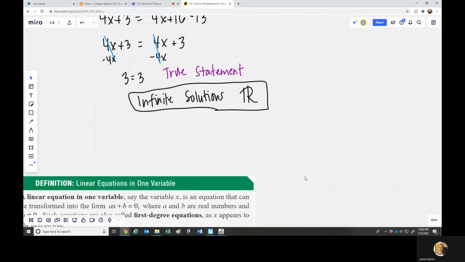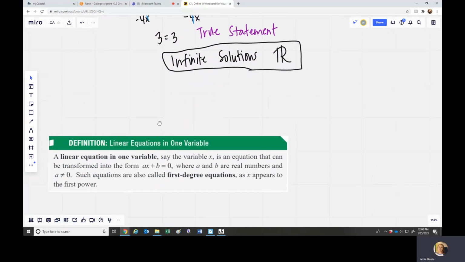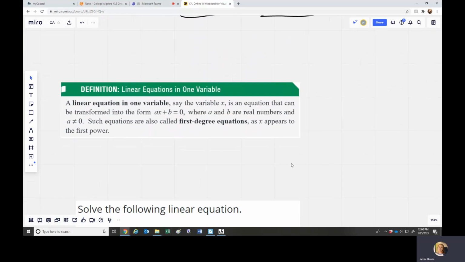All right. This is the definition of a linear equation in one variable. You do not need to write this down. I just wanted to make sure that I explained it to you or read it to you.